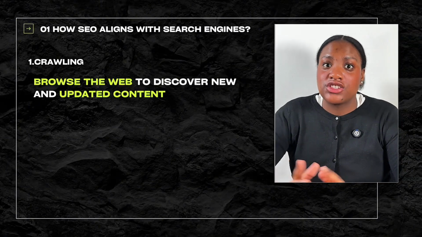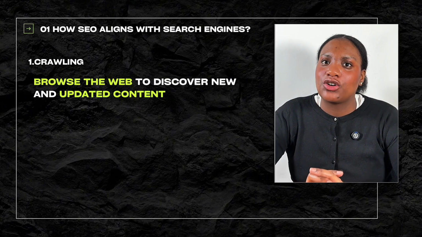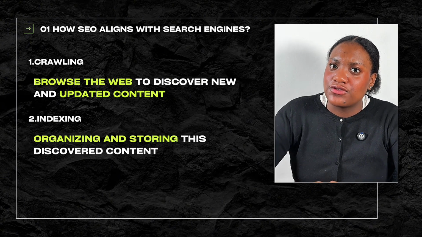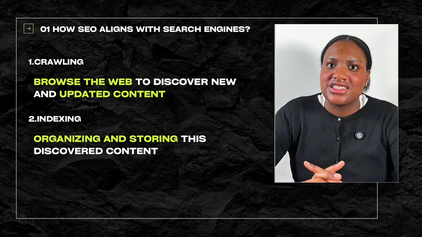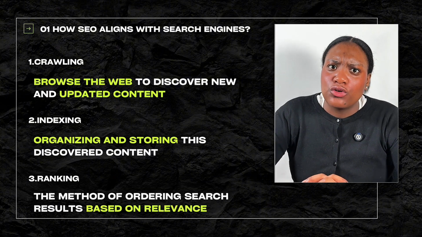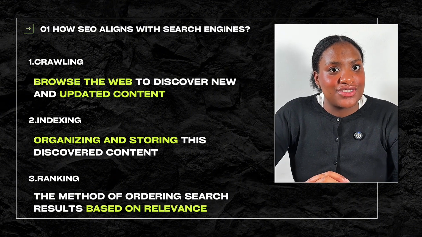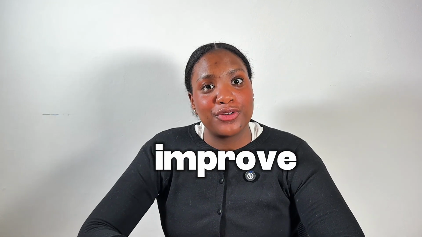In the previous class, we delved into the technical aspects of search engines, concentrating on the intricate processes of crawling, where search engines systematically browse the web to discover new and updated content, indexing, which involves organizing and storing this discovered content to facilitate quick retrieval, and ranking, the method of ordering search results based on relevance and authority to provide users with the most useful information. Now, let's focus on how SEO utilizes these processes to improve visibility.